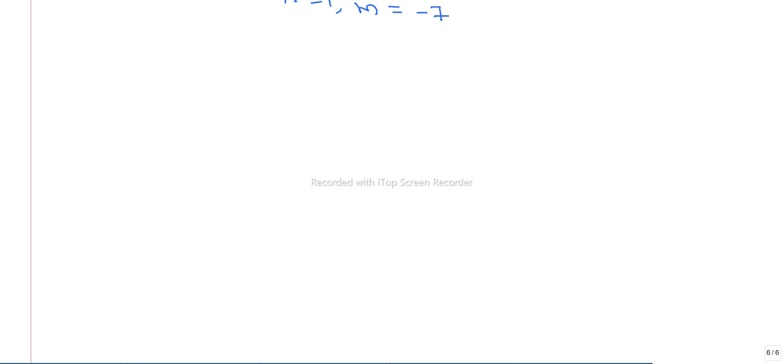So the 16th problem. P is a 3 by 3 matrix. We already solved this type of problem. The eigenvalues are 1, minus 2 and 3. Then which of the following is true?